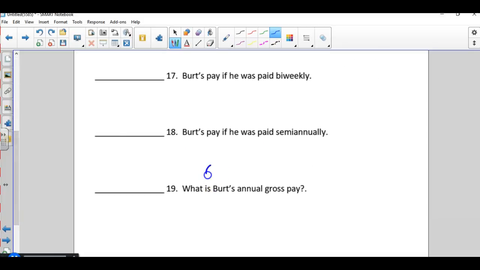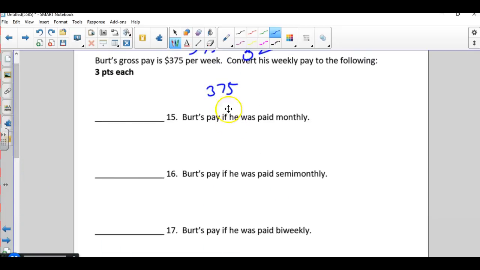this annual. Always do annual first. So that gives me $19,500. Now that I have that, I can find everything else. For the monthly, I would take that $19,500 and divide by 12 because there's 12 months in the year, and that gives me $1,625.